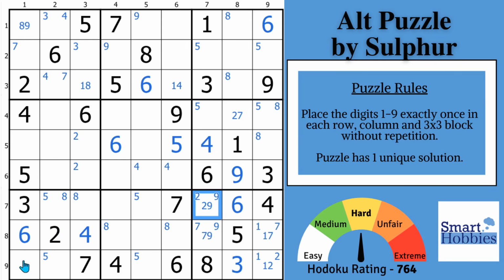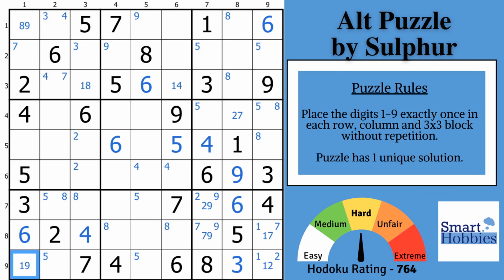All right, and we have one other bivalue cell. This is a very critical cell right here. And you notice that it can't be a 2, 3, 4, 5, 6, 7, or an 8. So this is going to be a 1, 9 bivalue cell. So now we found all the bivalue cells.